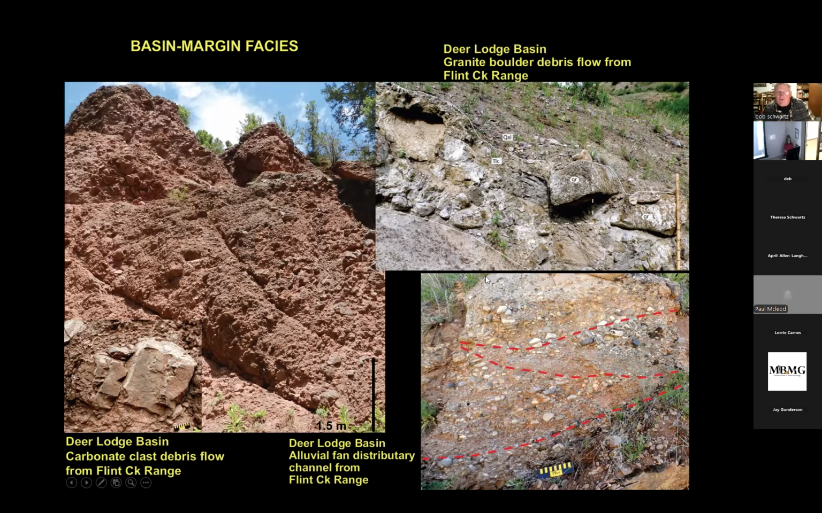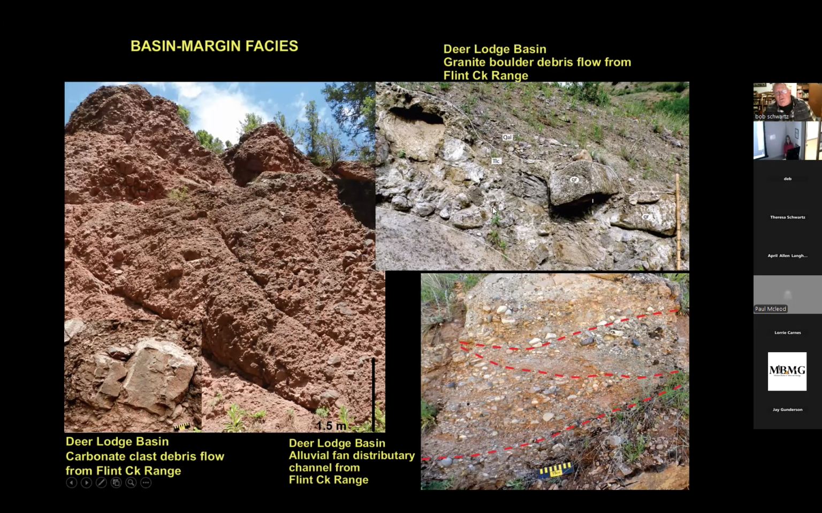These are all from the Deer Lodge Basin. This is along Racetrack Creek. It's a carbonate clast debris flow. This is a zoom in on the size of some of the boulders. It's a 15-centimeter scale. But this tells you that you were proximal to a carbonate uplift, nearby deposition. It came just from immediately to the west in the Flint Creek Range.